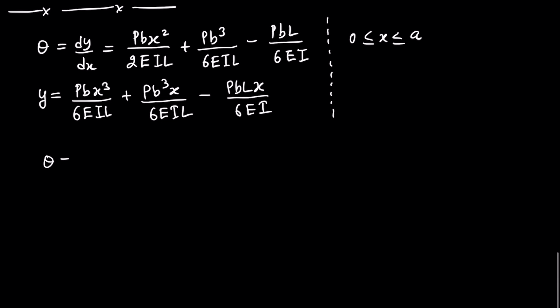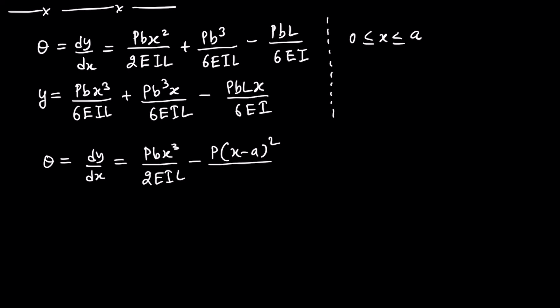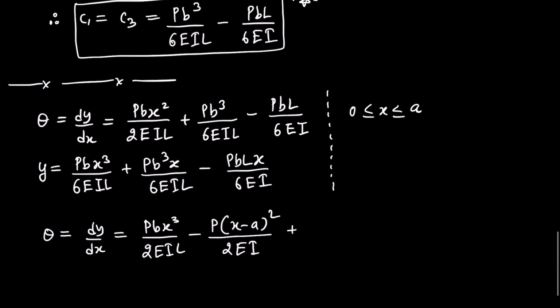Now similarly, theta equal to dy by dx is equal to PBx square upon 2EIL minus P(x minus a) whole square upon 2EI plus C3. Now C3 is what? Again we have seen C3 is this whole term. So this becomes PBb square upon 6EIL minus PBL upon 6EI.